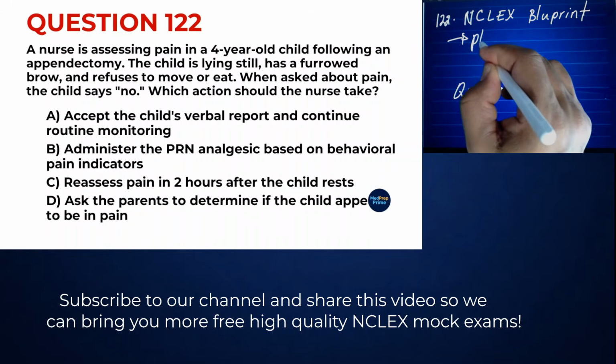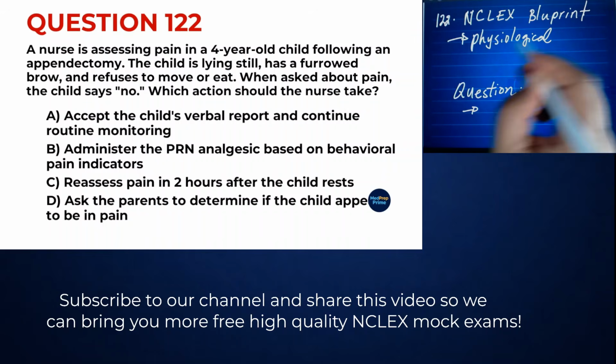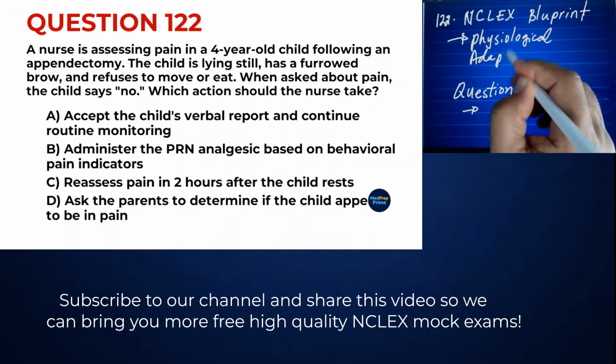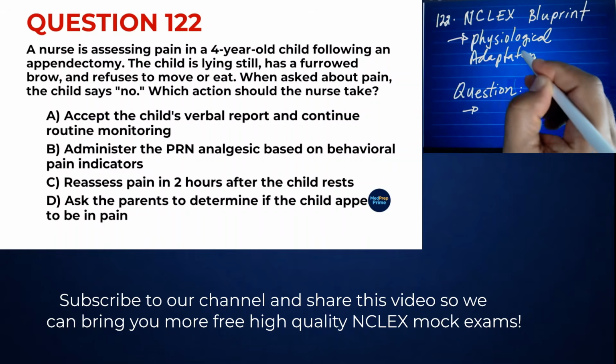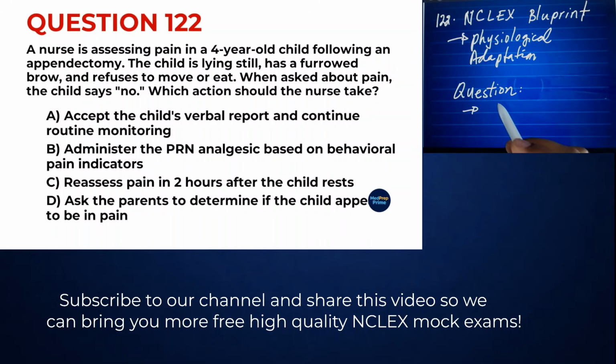Option A. Accept the child's verbal report and continue routine monitoring. Option B. Administer the PRN analgesic based on behavioral pain indicators. Option C. Reassess pain in 2 hours after the child rests. Option D. Ask the parents to determine if the child appears to be in pain.